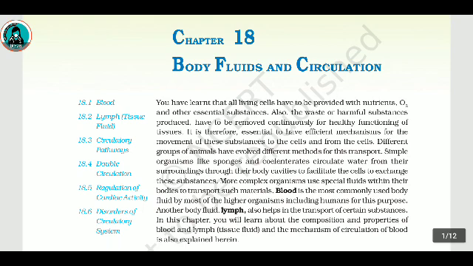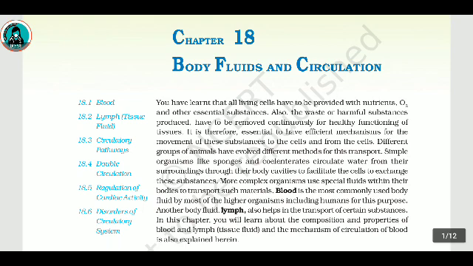Simple organisms like sponges and coelenterates circulate water from their surroundings through their body cavities to facilitate the cells to exchange these substances. More complex organisms use a special fluid within their bodies to transport such materials. Blood is the most commonly used body fluid by most of the higher organisms, including humans, for the purpose. Another body fluid, lymph, also helps in the transport of certain substances.